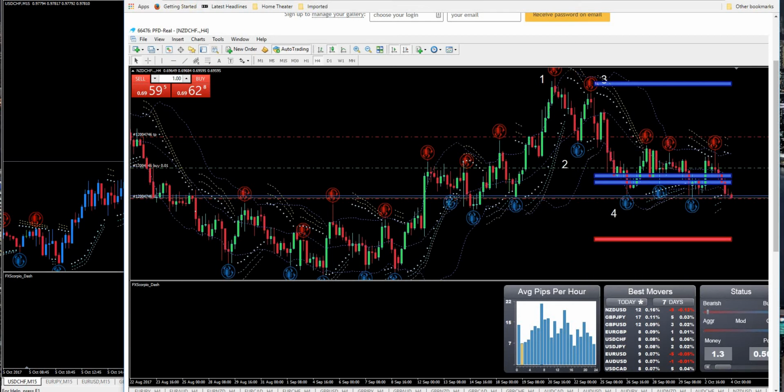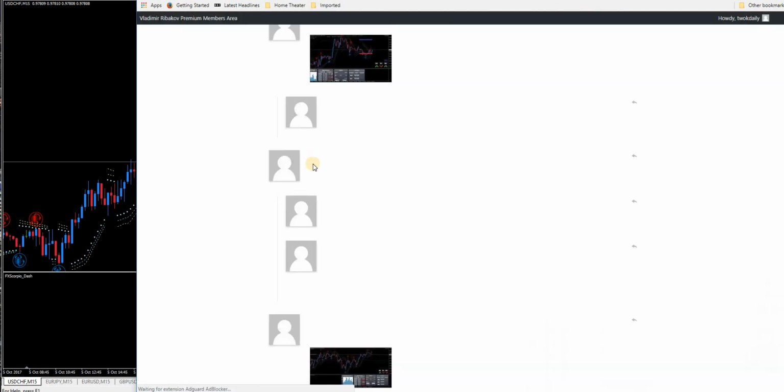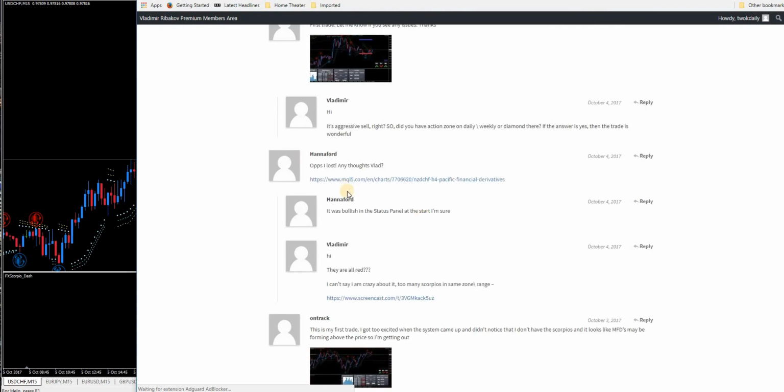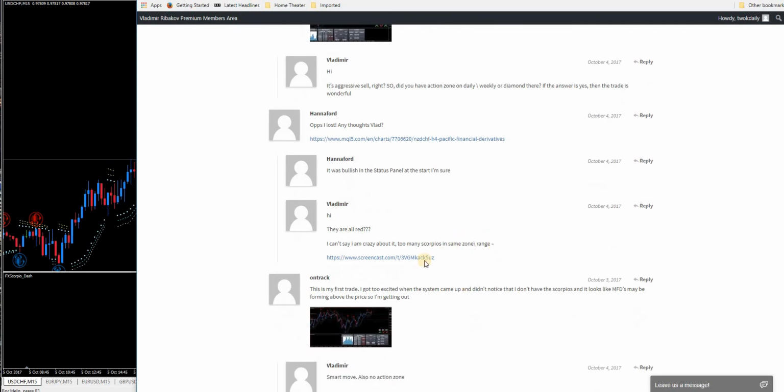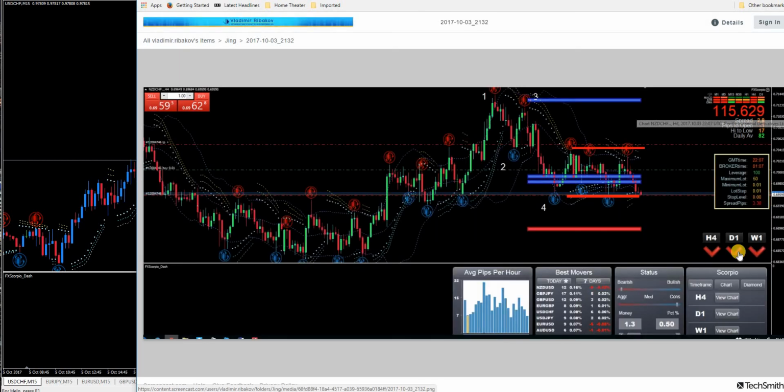All right, let's see what the vendor said on that one, just to make sure. All right, it was bullish in the status panel at the start, I'm sure. They're all red. I can't say I'm crazy about it. Too many scorpions in the same zone range. Okay, so it looks like he definitely should not have been taking a buy trade. As we can see here, everything was short. Everything was pointing down there.